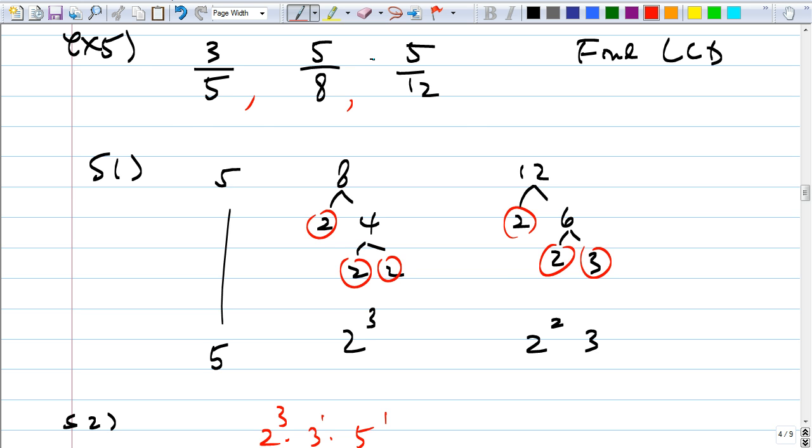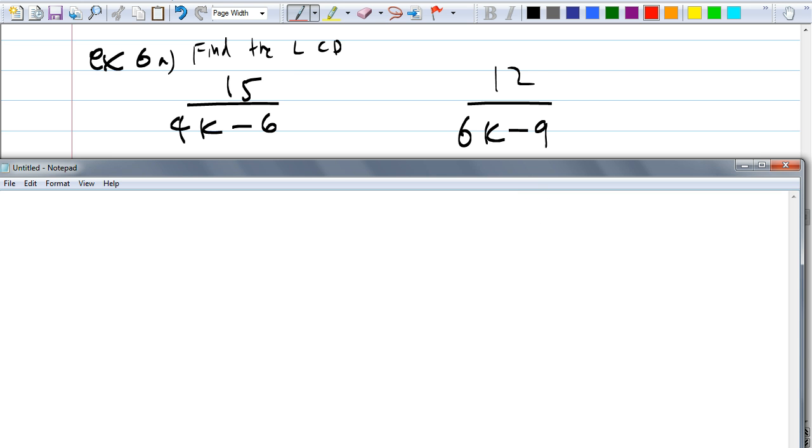All right, let's move on. Here we go. So look at example 6a. It says find the LCD of, now the fractions, instead of having some numbers, we're going to have some polynomials. We get 15 over 4k minus 6. The other fraction is 12 over 6k minus 9. And Aaron, we're not multiplying them at all right now. These are just separate. Maybe I should put a comma here or something. Okay, so let's look at these denominators.